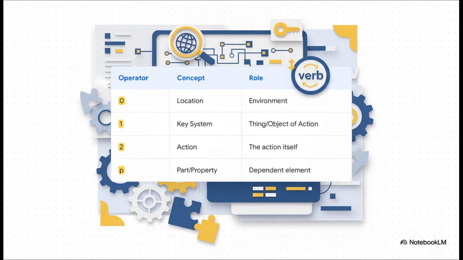You can think of them as instructions that tell the computer the grammatical role of each term. Here are some of the big ones: an @0 for the location, an @1 for the main topic or thing, @2 for the action, and this other little operator, P, for a part or a property of something.